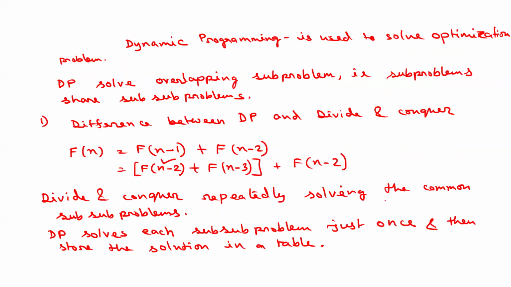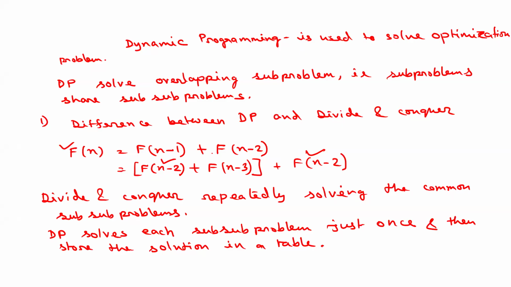So what is the difference between dynamic programming and divide and conquer? Divide and conquer repeatedly solves the common subproblems. In case of Fibonacci series, divide and conquer repeatedly solves the same subproblems, that is T(n-1) and T(n-2). So the same subproblem can be generated repeatedly. So this is the overlapping subproblems. This is the example of an overlapping subproblem. In that case, divide and conquer solves the same common subproblem repeatedly. That means divide and conquer does more work than necessary.